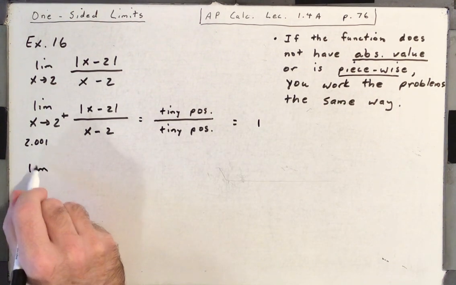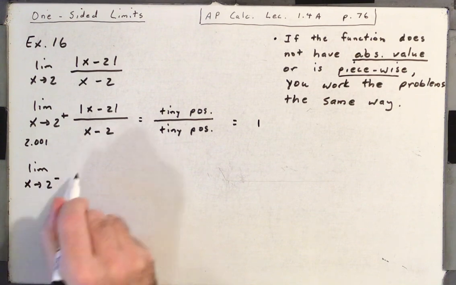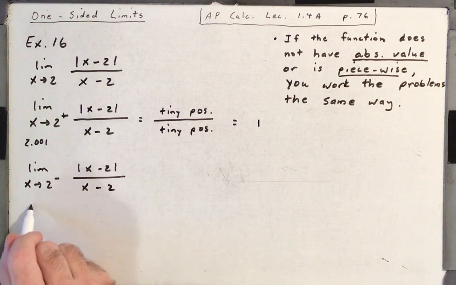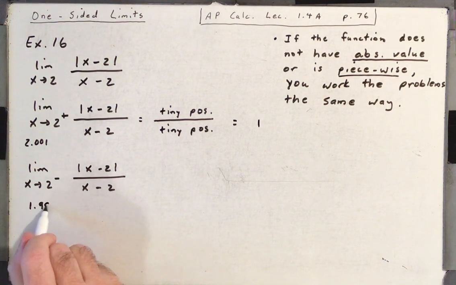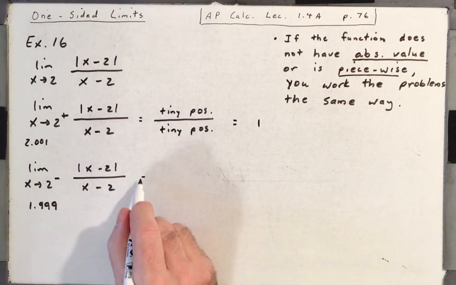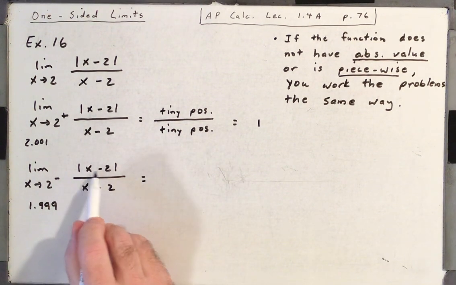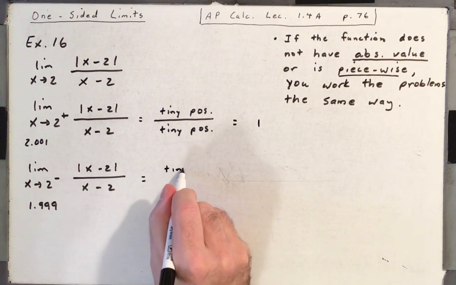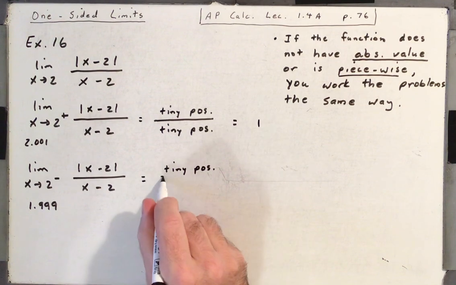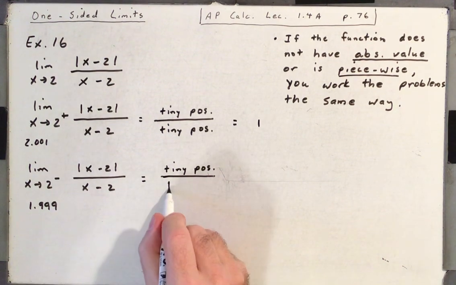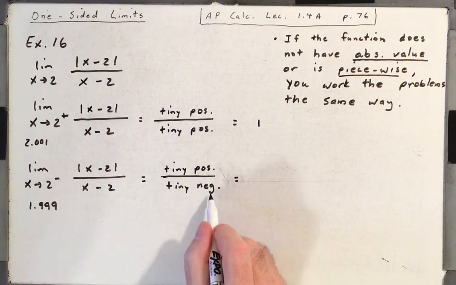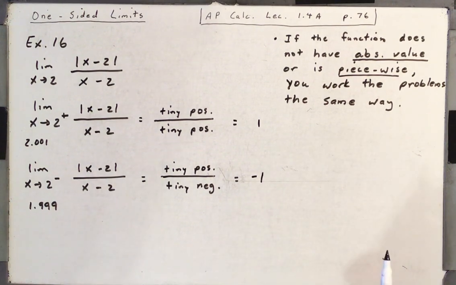Now let's look at it from the left. So as x approaches 2 from the left of the absolute value of x minus 2 over x minus 2. Well, from the left, that's just a little less than 2. Let's say 1.999. Well, if I plug in 1.999 minus 2, I'm going to get negative 0.001, right? But the absolute value makes it a positive, so it's still a tiny positive. But on the bottom, there's no absolute value symbol. So I would have a tiny negative number. A tiny positive divided by a tiny negative is going to be negative 1.